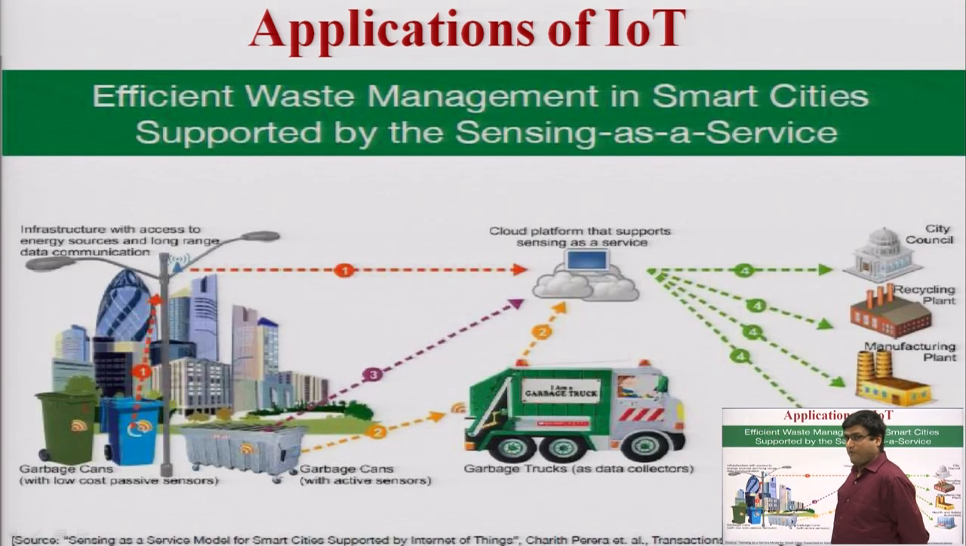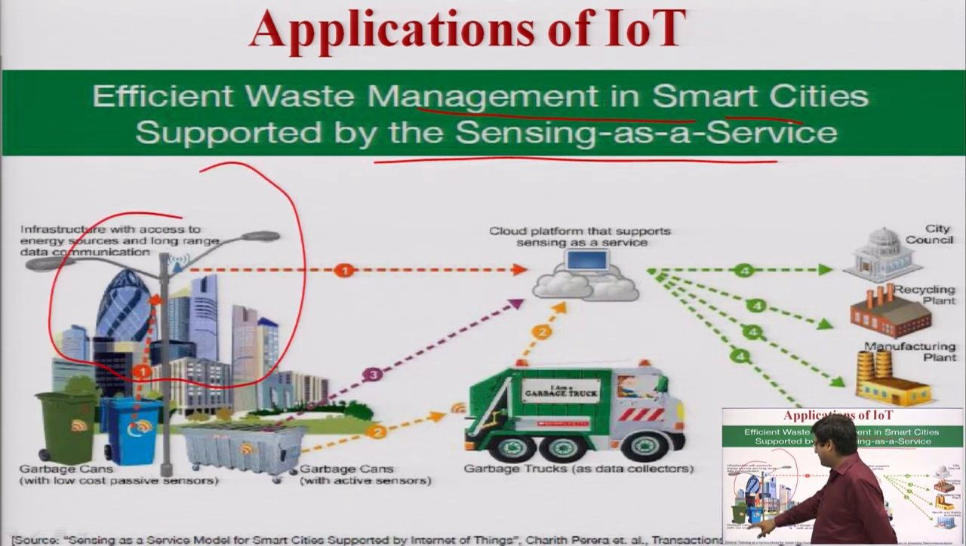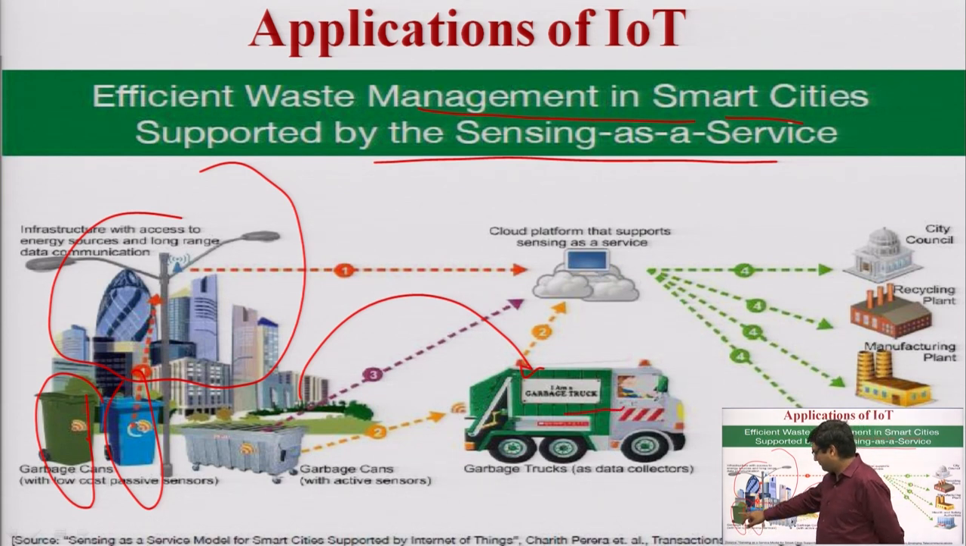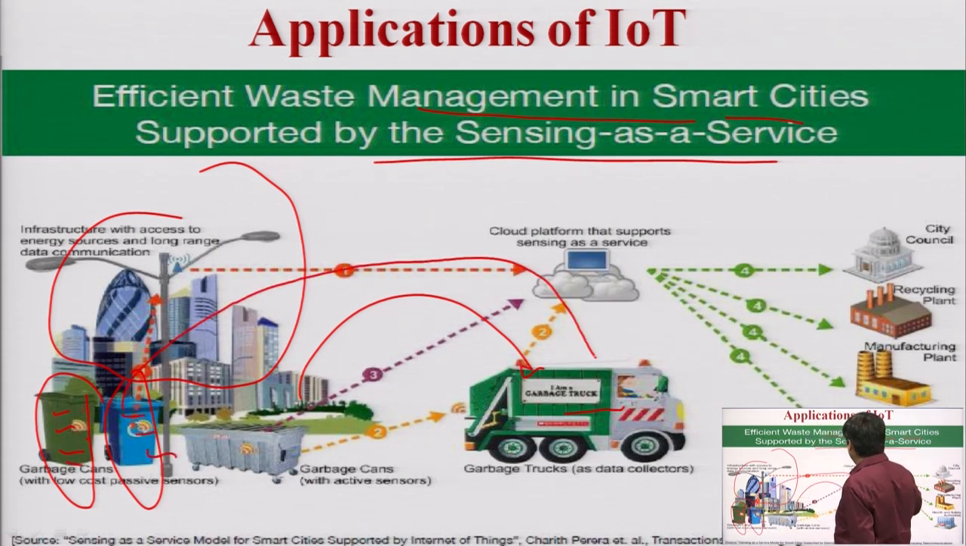After that, applications of IoT: efficient waste management in a smart city can be supported by sensing as a service. Here you can see a smart city. In a smart city, we have smart garbage cans, all using sensors. If the garbage can is empty, a signal can be received by the garbage truck driver. If the can is full, the signal will go to the garbage truck driver, the municipal truck, so that they will go to that particular dustbin.